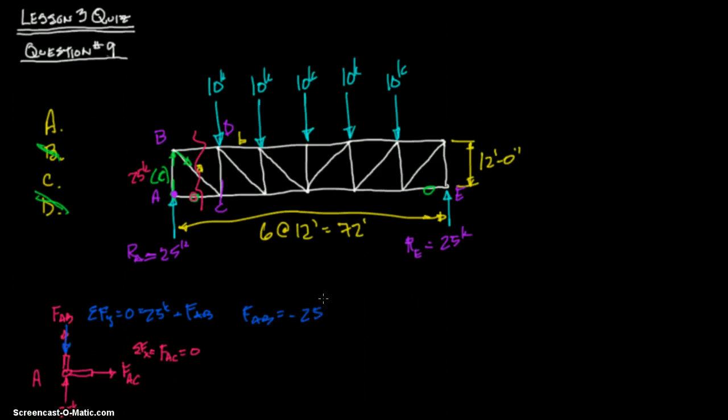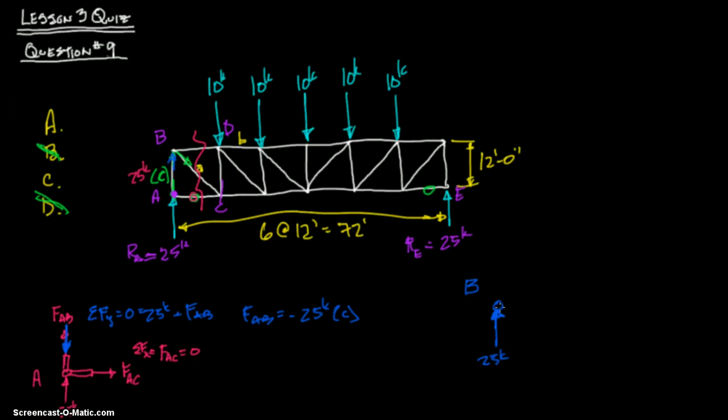negative 25 kips. And when we get negative, you can get rid of the negative, or you can just say it's in compression, since we assumed tension. And therefore it goes down into the joint. Like we said earlier, it's going to be going into the joint. Remember, that's compression. And that's why you like to carry C and T for compression and tension. So this is 25 kips.